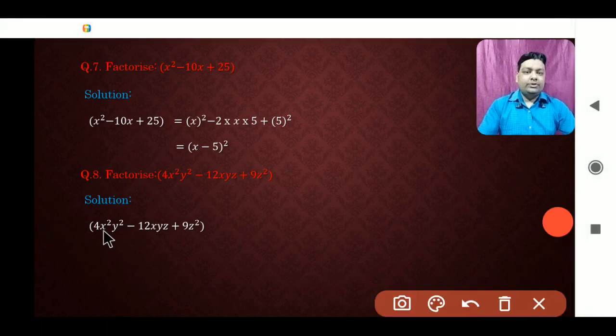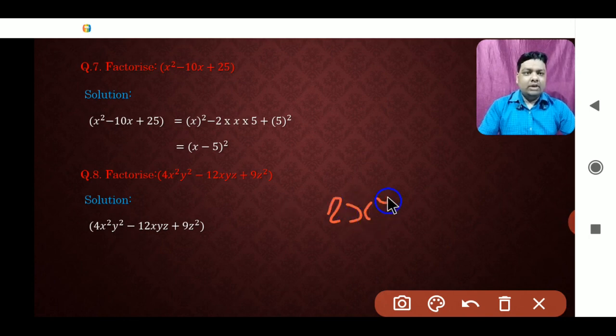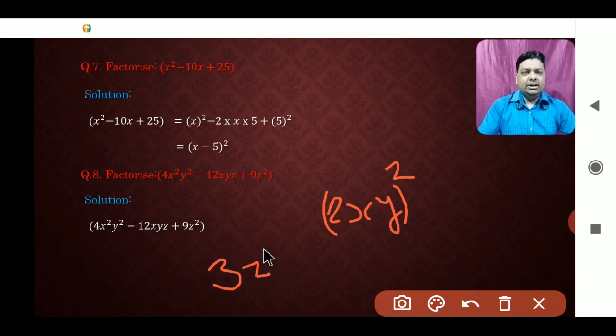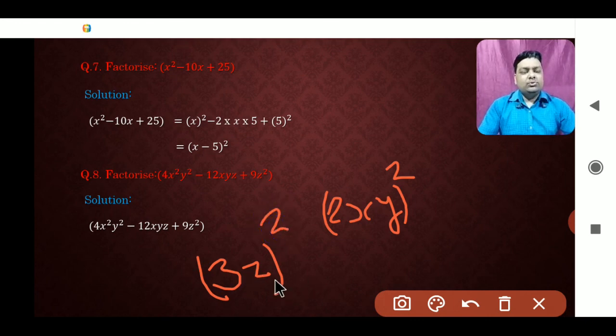And then we have to see whether the first and the last term are perfect squares or not. So here you can see the constant term 4. It means it is the square of 2. x square is the square of x. Now y square is the square of y. So altogether we can write 4x square y square as 2xy to the whole square. Same as 9z square. 9 is the square of 3 and z square is the square of z. So we can write 9z square as 3z to the whole square. So you can see that the first and the last term are again squares.